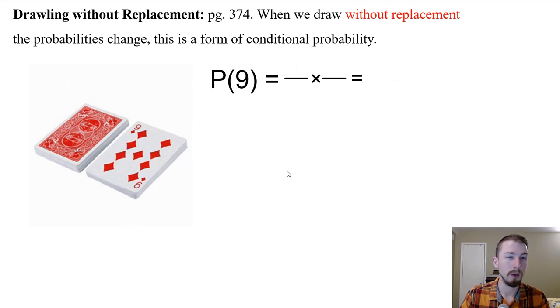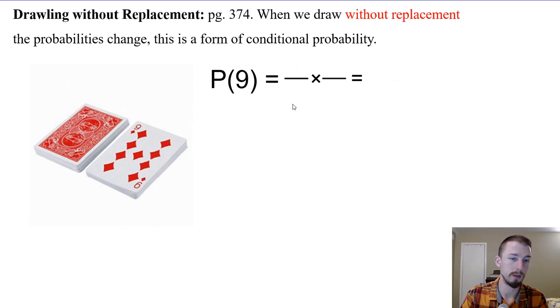All right, drawing without replacement. Anytime we flip a coin or roll a die, it always resets, so there's no drawing without replacement. But anytime we draw from a deck and don't replace the cards and then shuffle it, shuffle 7 times, the probabilities are going to change.